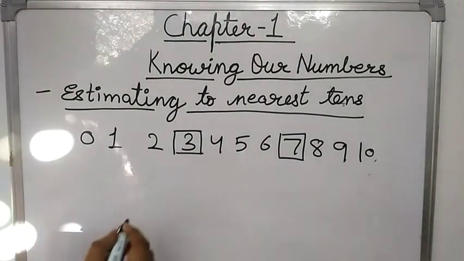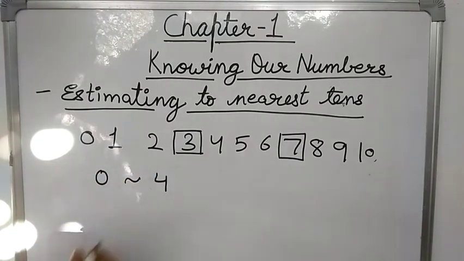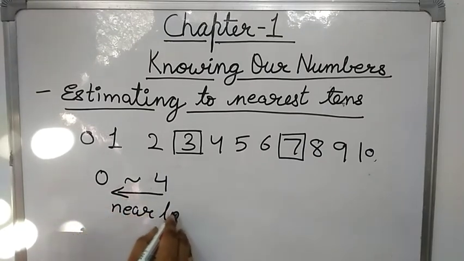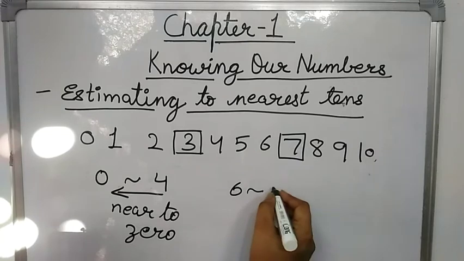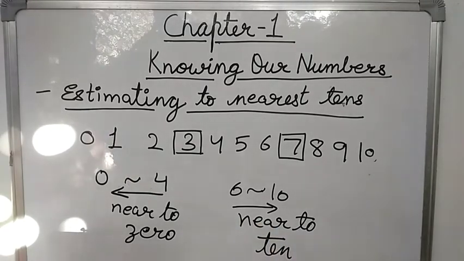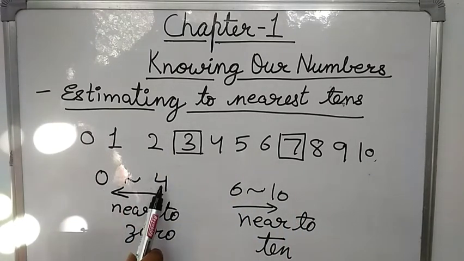So this means numbers from 0 to 4 are near to 0, and numbers 6 to 10 are near to 10. So any number which is coming from 6 to 10 will be estimated as 10, and numbers 0 to 4 will be estimated as 0.